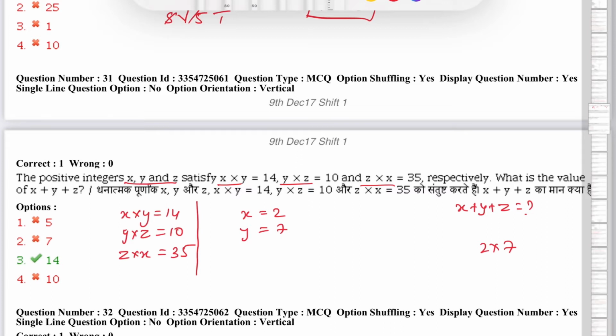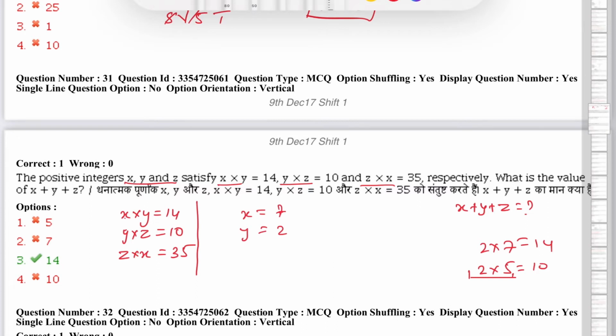In the second equation, y into z is 10. Which two numbers when multiplied will give us 10? Only 2 multiplied by 5 will give us 10. So we can assume that the value of y cannot be 7, because the numbers which give us 10 are either 2 or 5. If the value of y cannot be 7, then it has to definitely be 2, and if the value of y is 2, then the value of x becomes 7. I hope you are understanding it.